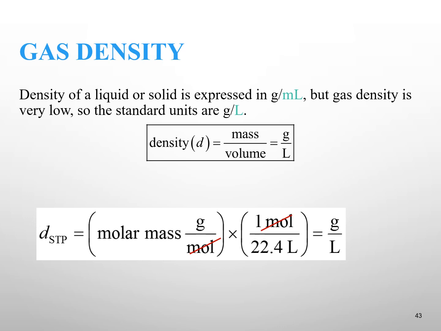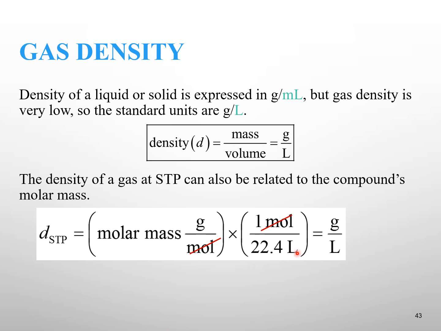Next, let's look at gas density. If we want to calculate the gas density, STP density is really easy to calculate. We know that at STP, 1 mole takes up 22.4 liters. And we also know the grams of 1 mole, which is the molar mass. So if you take molar mass, divide by the molar volume, you'll get the density of gas at STP. So remember, molar mass divided by molar volume will give you density of the gas at STP.